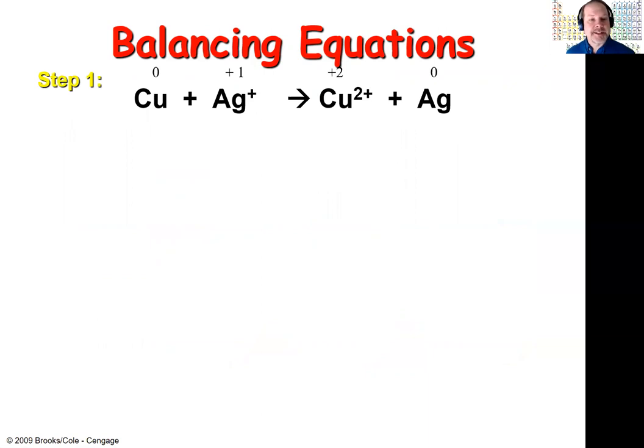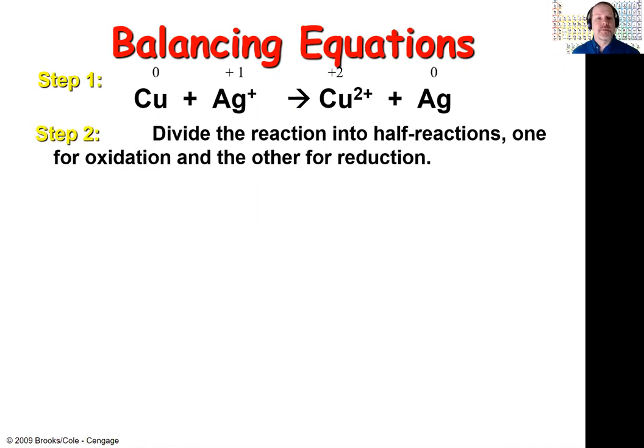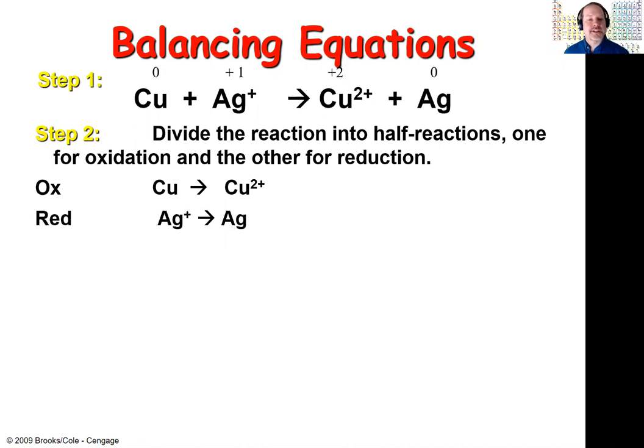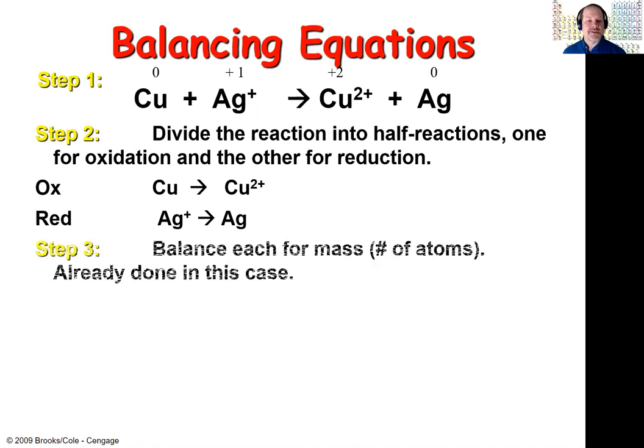Next, we need to assign who's being oxidized and who's being reduced. The copper element is being oxidized, going from 0 to +2. It's increasing in its oxidation state. Silver is going from +1 to 0, and so that is our reduction. Reduction means lowering the oxidation state. It doesn't mean it's going to 0. It did in this case, but it just means it's going down. So the oxidation step is copper to copper 2+, and the reduction is silver +1 to silver. We'll put in the phases and states in just a little bit.